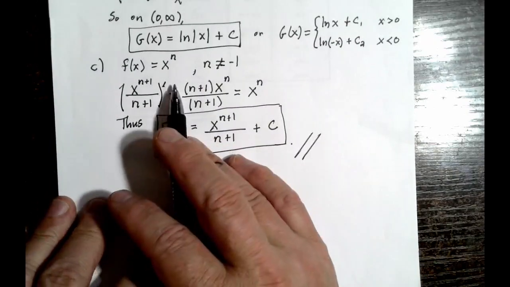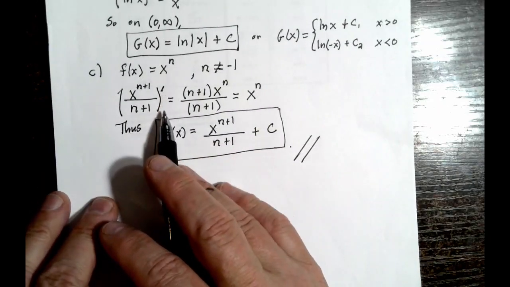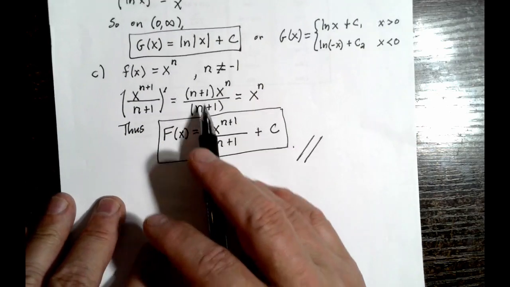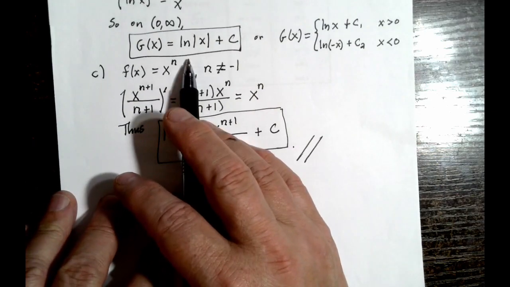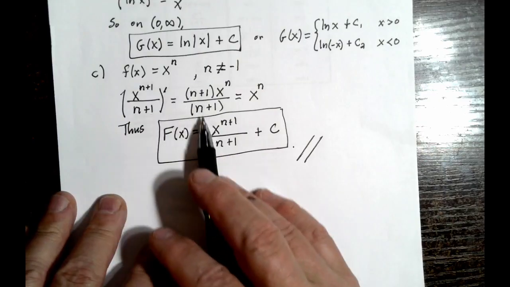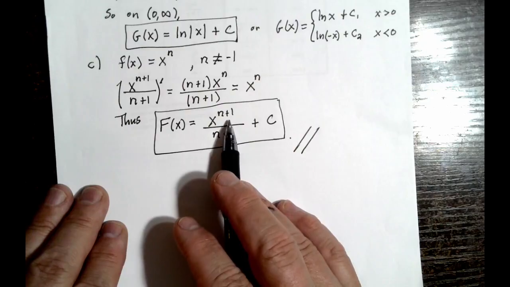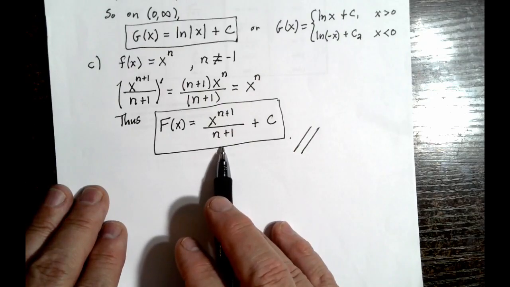For x to the n, what you're going to find is when you use the power rule backwards, you're taking this exponent, adding 1, and dividing by that new exponent. So you add 1 to the exponent, and you divide by that n plus 1, and that's your antiderivative.